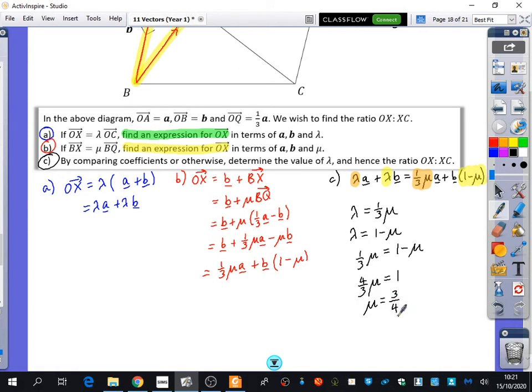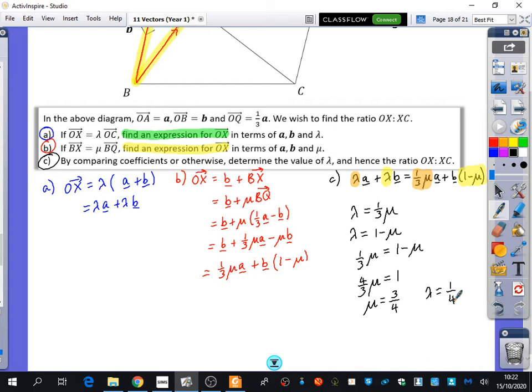But they actually wanted us to find out what lambda is. So I'm going to use the fact that mu is 3/4. I know that lambda is 1 minus 3/4, or a third of 3/4, which is a quarter. So I can either do 1 minus 3/4, which is a quarter, or a third of 3/4, which is a quarter. So lambda is a quarter.